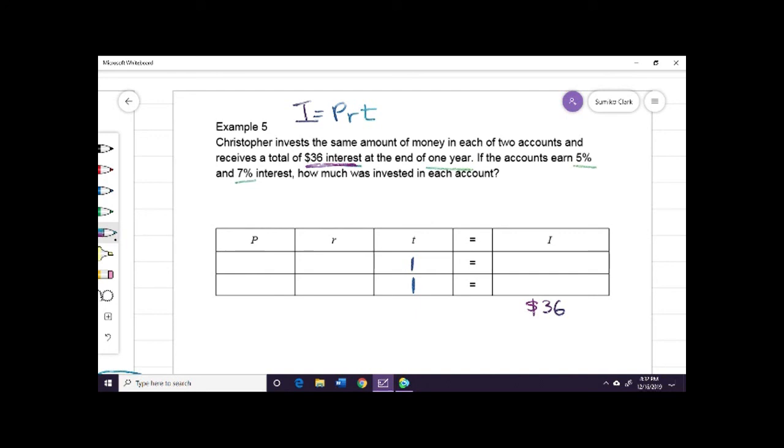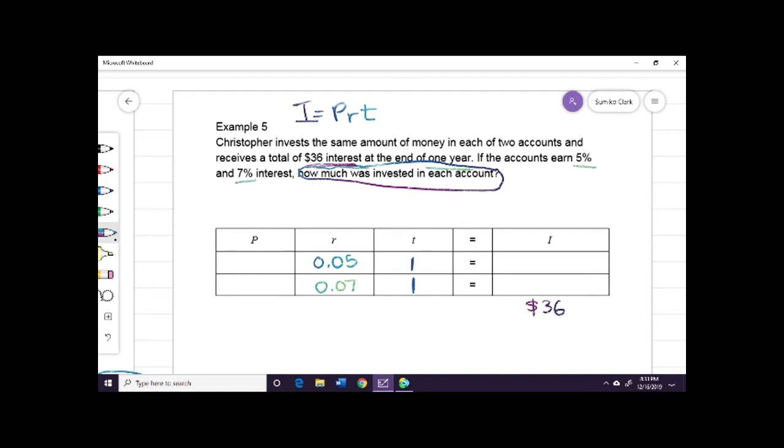If the accounts earn 5% and 7%, so we can put those in under our rate. Now remember, we have to convert that to decimal. So we have 0.05 interest and 0.07 interest. And what we want to know is how much was invested in each account. So we are looking for our principal here. Okay, we're looking for the principal.